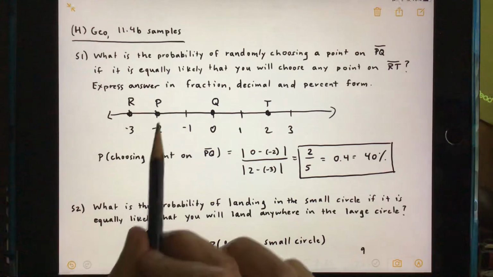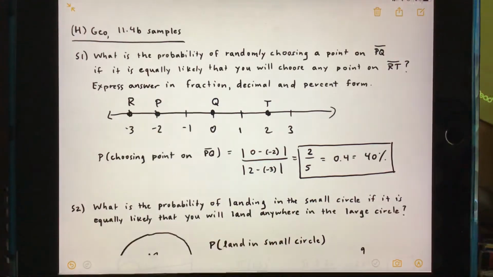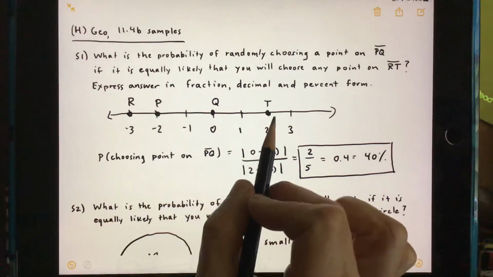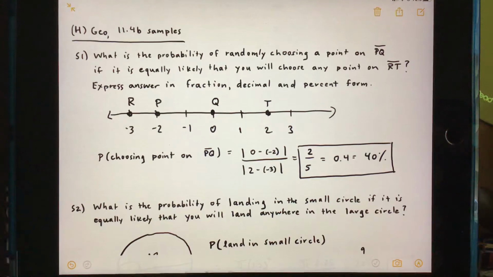segment PQ from here to here, if it is equally likely that you will choose any point on RT from here to here? And then express your answer in fraction, decimal, and percent form. This will be the only problem that we're going to do all three of those forms just to make sure that we are familiar with going back and forth between those different forms.